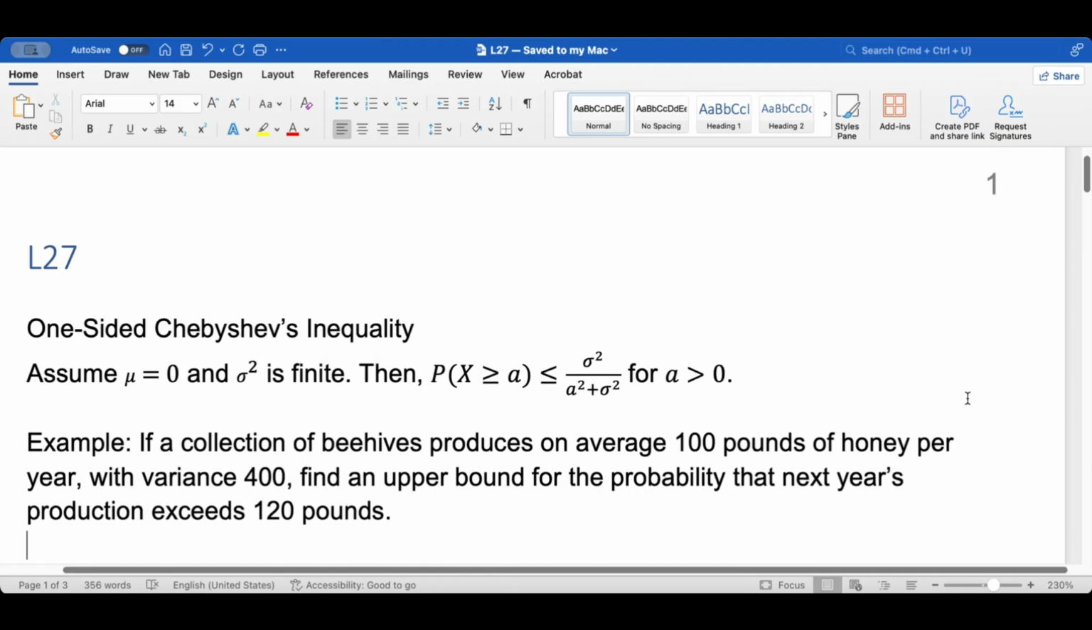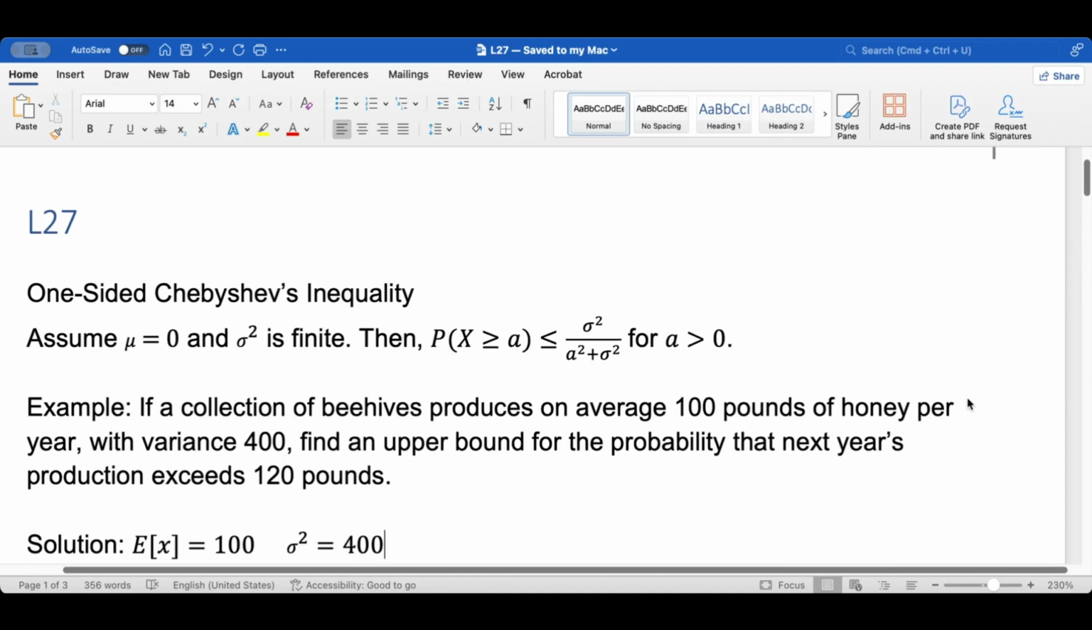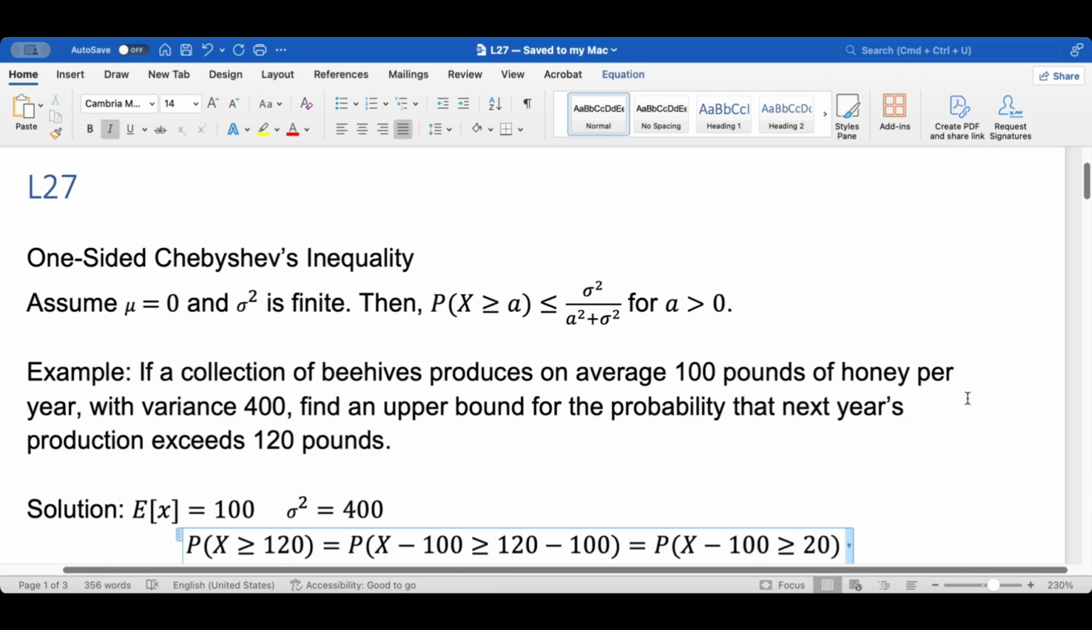Let's take a look at a numerical example. If a collection of beehives produces on average 100 pounds of honey per year, with variance 400, find an upper bound for the probability that next year's production exceeds 120. So the mean or expected value is 100. The variance is 400. So we have to shift over to a mean of 0.